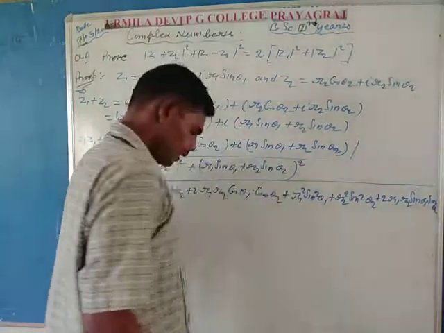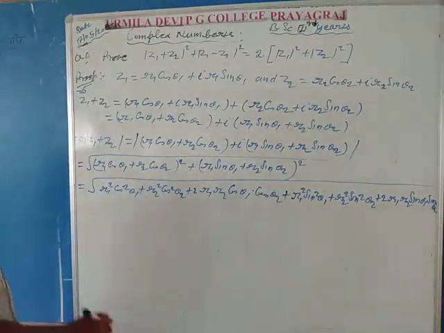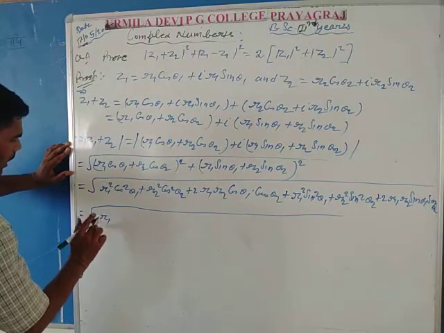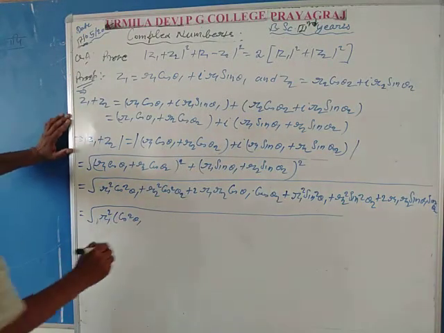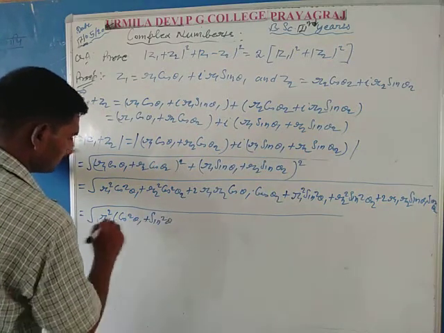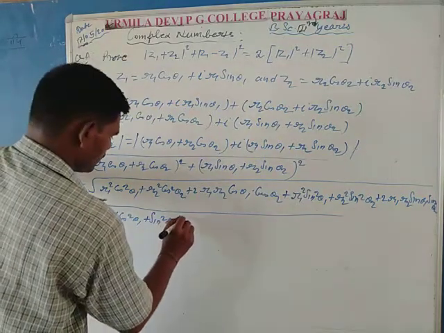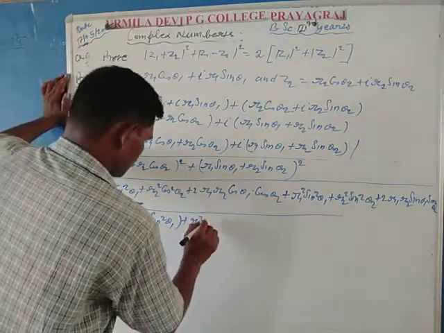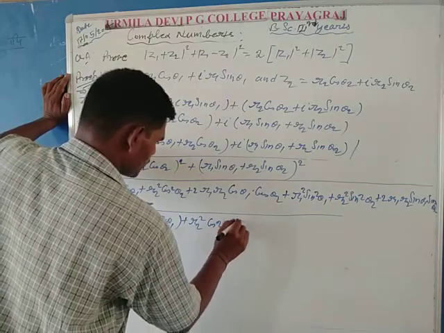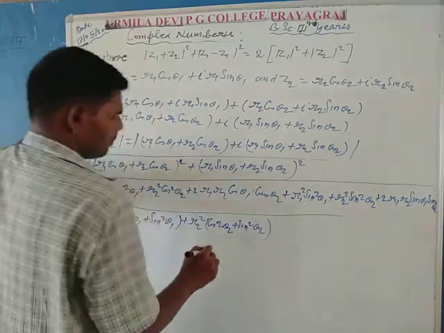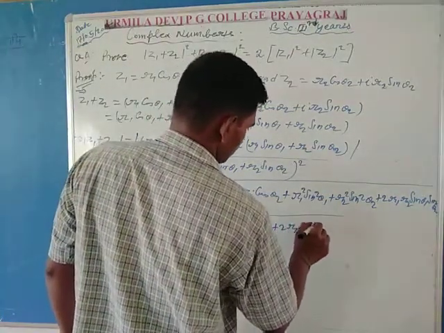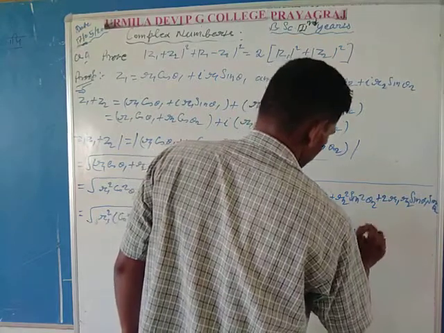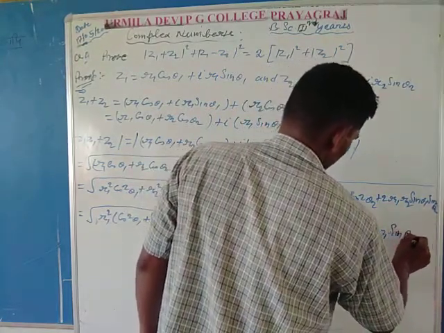In this equation, collecting all R1 square, R2 square and 2 times R1 R2 terms, therefore R1 square in the bracket cos square theta 1 plus sin square theta 1, plus R2 square in the bracket cos square theta 2 plus sin square theta 2, plus 2 times R1 R2 in the bracket cos theta 1 into cos theta 2 plus sin theta 1 into sin theta 2.